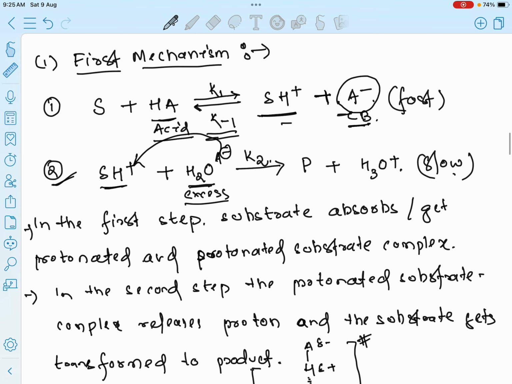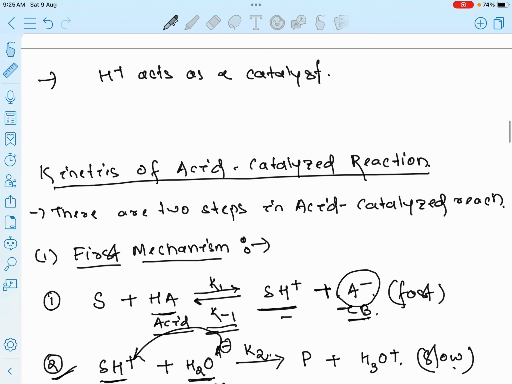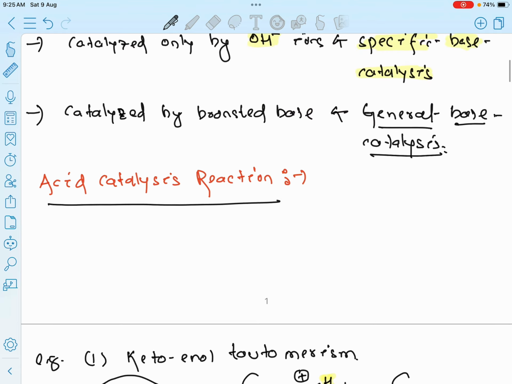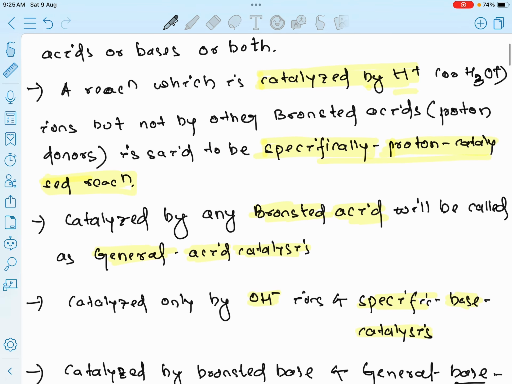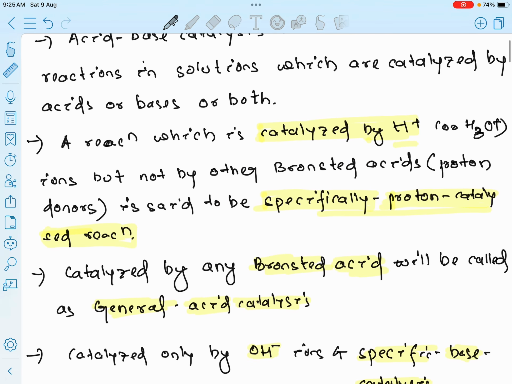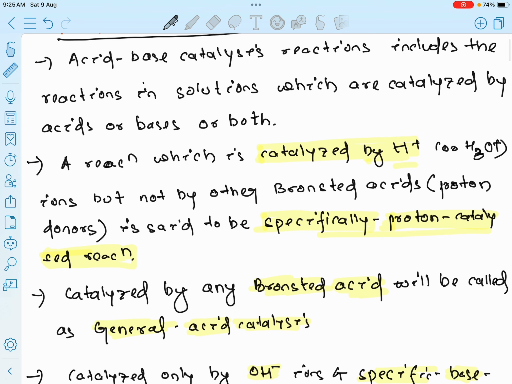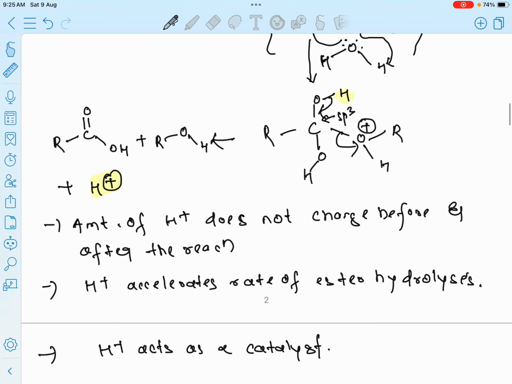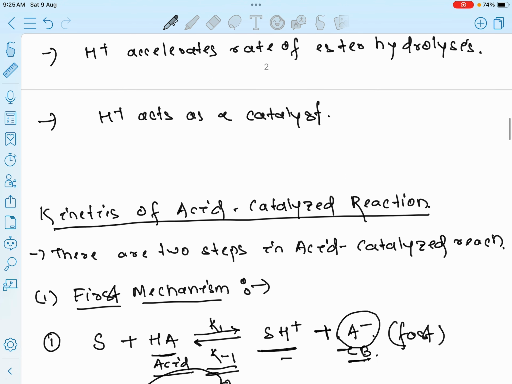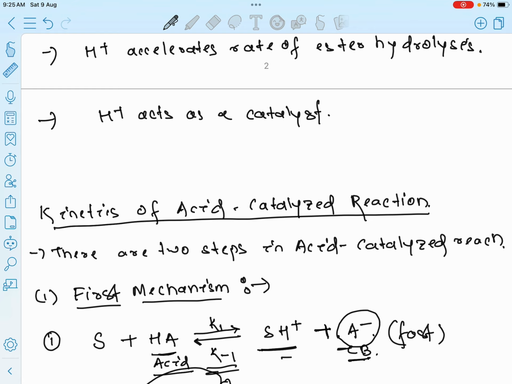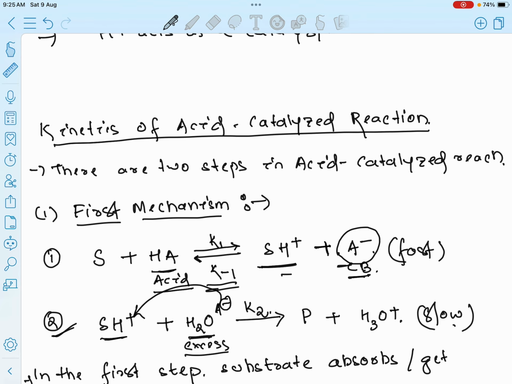But similar kinetics can be observed here, and you can do that at home. So thank you so much for this class. We have completed acid base catalysis. We have tried to understand what acid base catalysis is, what acid catalysis is, specific acid catalysis, general acid catalysis, and some examples of acid catalyzed reactions.